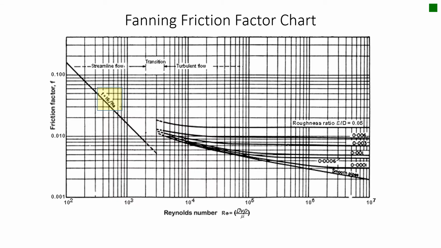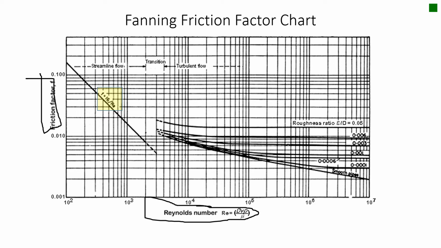If we're using a Fanning friction factor chart, and this is typically common in chemical engineering textbooks, it looks almost identical. We have a friction factor f on our y scale as a function of our Reynolds number and also our pipe roughness.